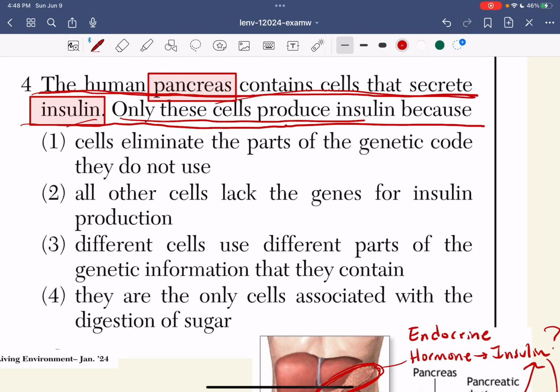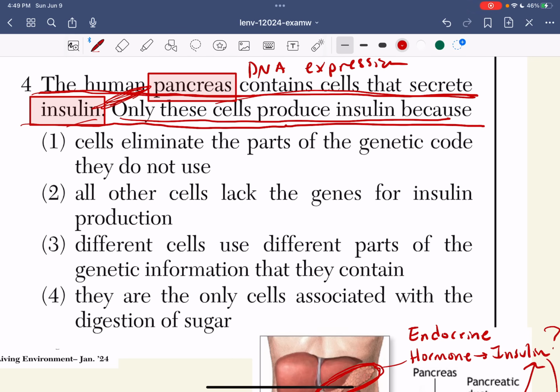Only these cells produce insulin because, now here's one of these questions that kind of pissed me off a little bit. Sorry for the vulgar language in an educational video. This question is talking about the pancreas and insulin, but it's not directly asking about the actions of the actual organ. It's asking about something else. It's asking about DNA expression again.